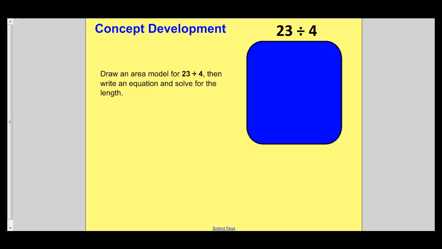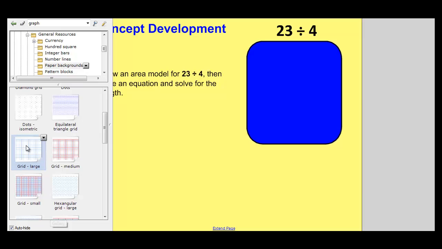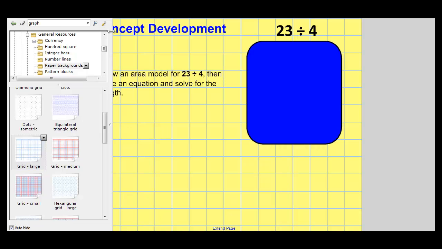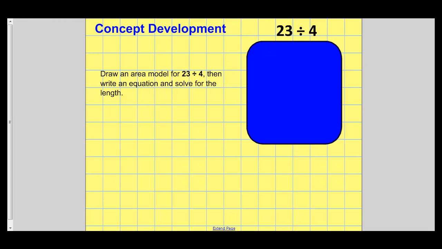I know I said the last one was the last one, but I changed my mind. All right, so we're going to do one more, and this time we're going to try to do 23 divided by 4. So our width is 4, so when we do our rectangle, we're going to try to get as close to 23 as we can.